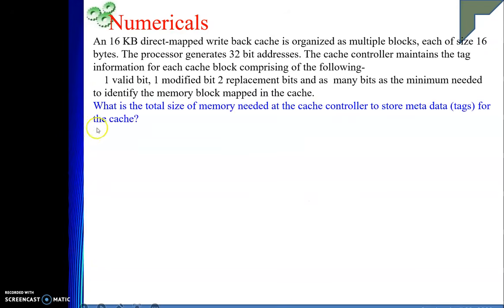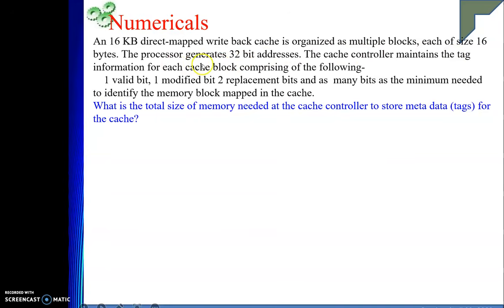Then next one more is there. A 16 KB direct map, write back cache is there. Write back, you remember, whenever we modify something in the cache, simultaneously we will not be modifying in the main memory. We are going to have a dirty bit that we will make 1 whenever something is modified in a block during its cache residency. So my cache memory has got 16 KB size and this cache is organized as multiple blocks whose size is 16 bytes. So each block size is 16 bytes.